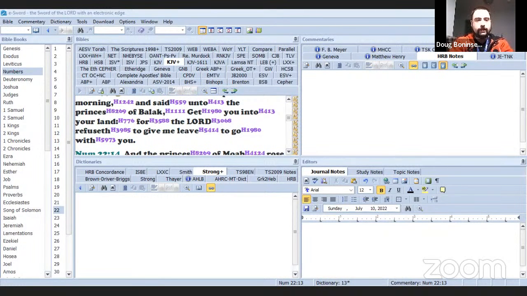All right, we're going to move on to 24, verse 7. Numbers 24, verse 7. Whoops. Why does it do that? All right. So Numbers 24, verse 7. Move up to chapter 24 here.